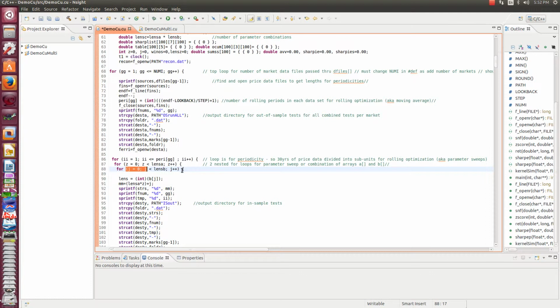We call this exhaustive optimization. We're going to try every combination and see, looking back on a subset of the data, what was the best, what was the maximum profit, and once we find that, we will use it for the next period forward. Basically, we call this in-sample and out-of-sample testing.